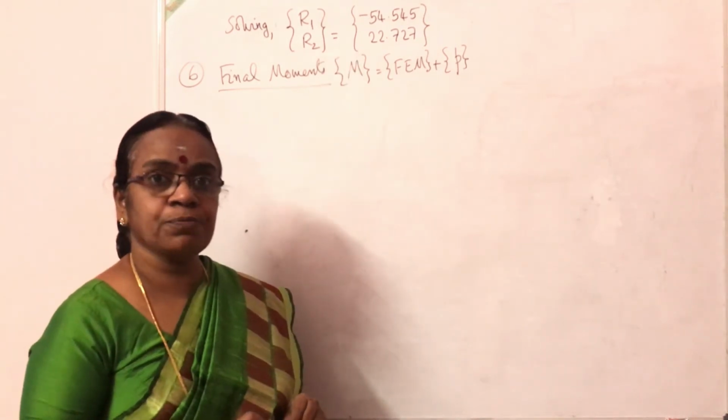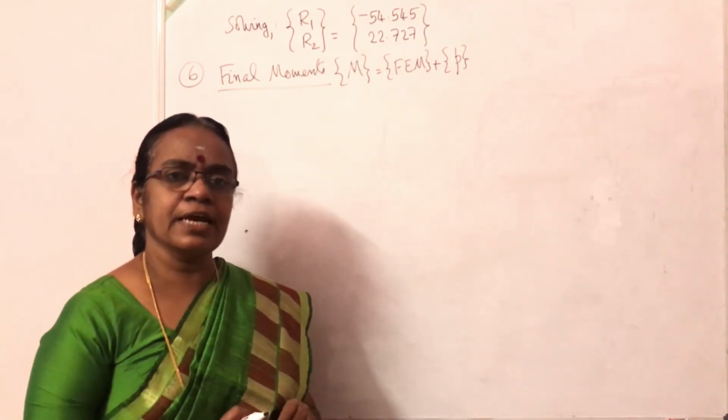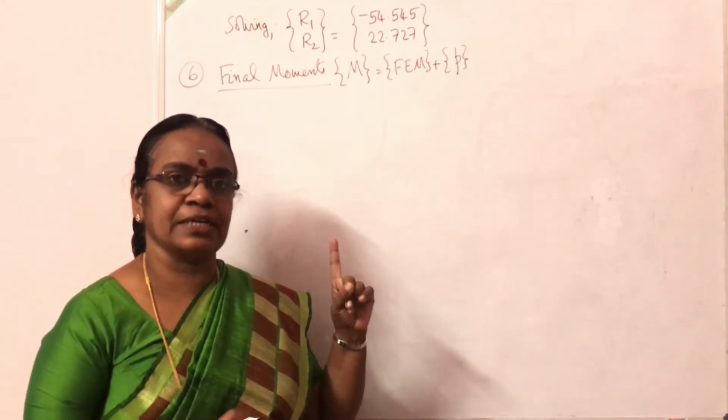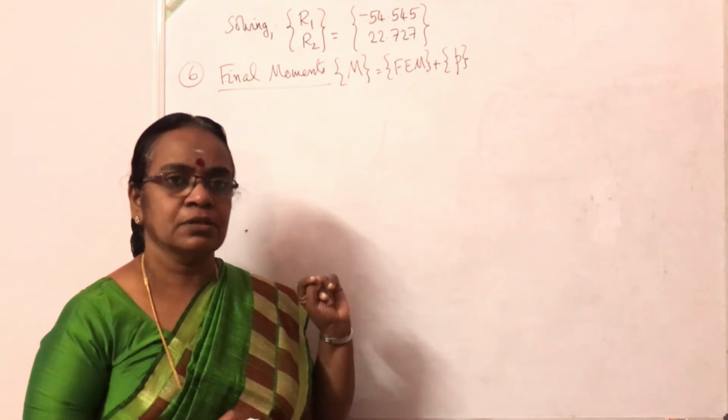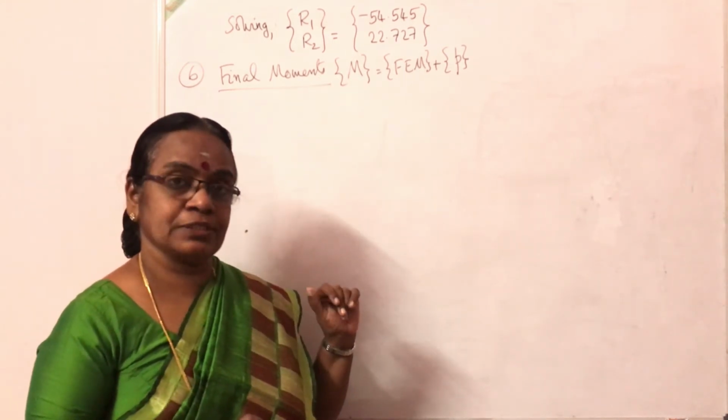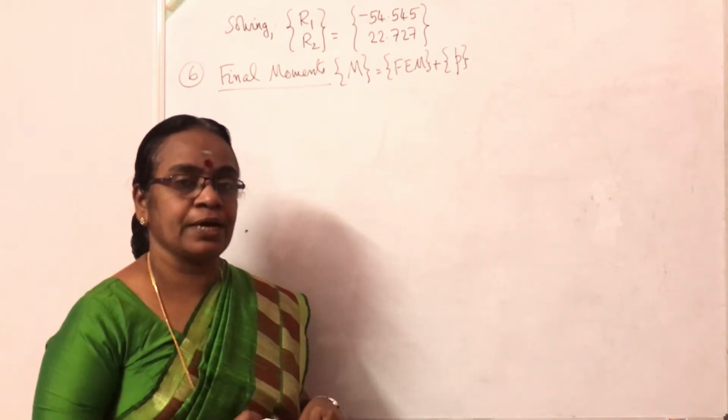R1 is minus 54.54. It means the vertical reaction at D, we have assumed downward direction, but we are getting a negative answer, which means the actual direction is upward. R2 is 22.727 towards left. It is positive, so the assumed direction is correct.